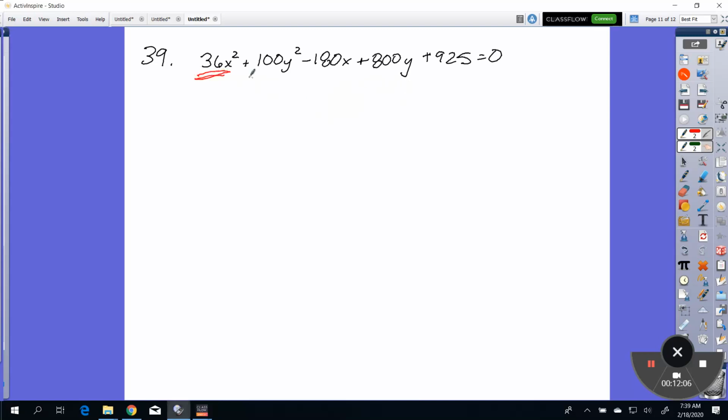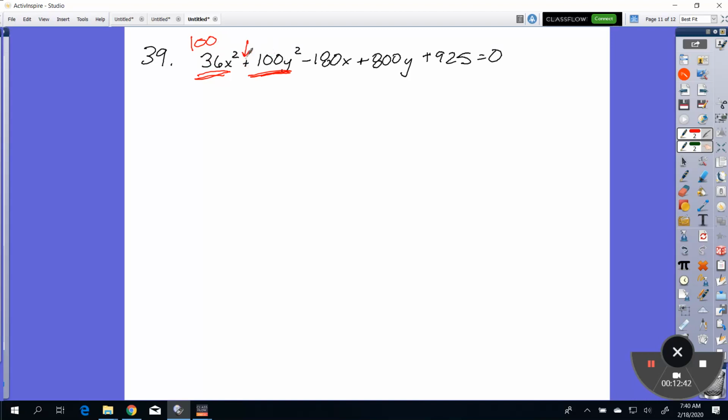The easiest way is to look at these first two that are squared and the sign between them. So if those are both the same number, like if they would have both been 100, then I would have known it's a circle. And that has a plus. So as long as it has a plus between them, you know it's either going to be an ellipse or a circle. Okay. So if it's a minus between them, it's a hyperbola. And if they aren't both squared, then it's the parabola.